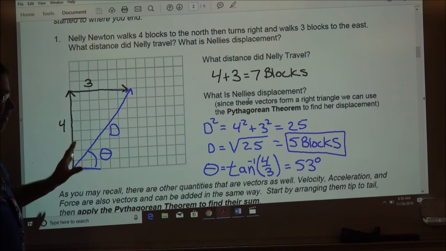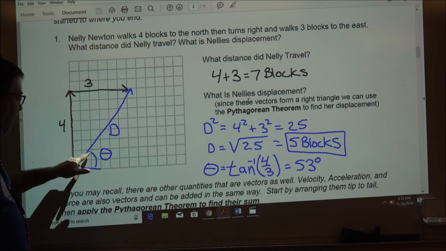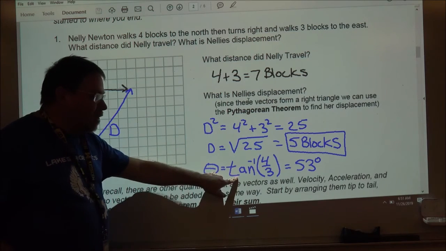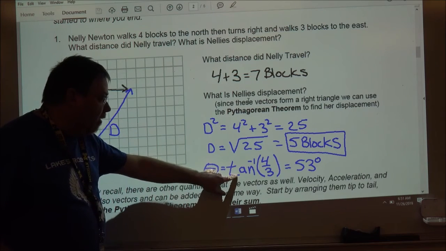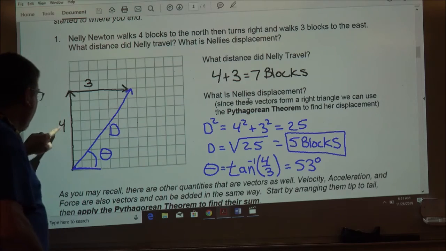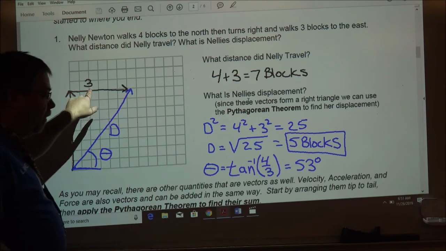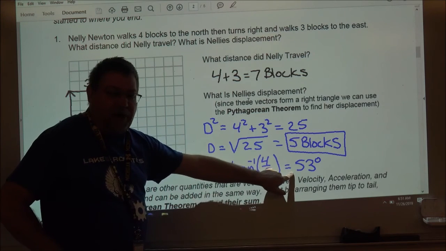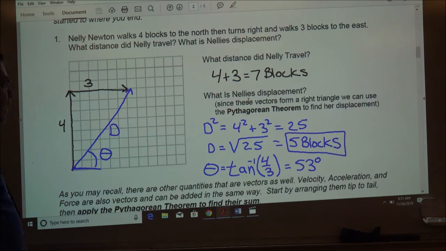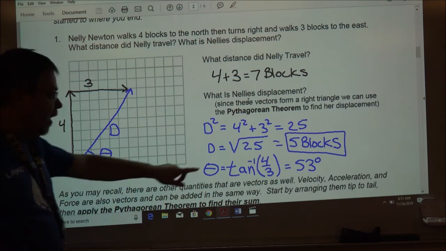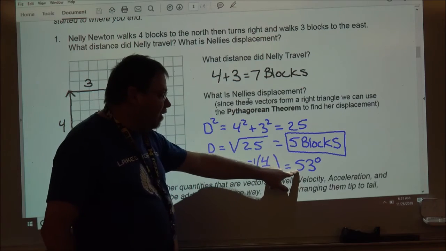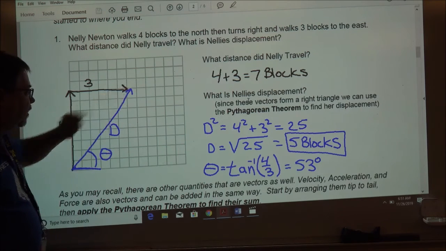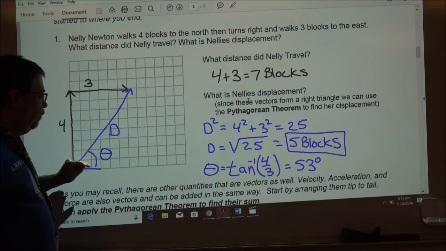All right. Some of you may have had this in math. Some of you may not have. So what we're going to do is I'm going to use the inverse tangent function on my calculator. So we do second tangent, that's the tan to the -1, and then we always do rise over run. So 4 over 3, and that gives me an angle of 53 degrees. So I would say that Nellie Newton's position is 5 blocks at 53 degrees, and we'll just say northeast of where she started from.